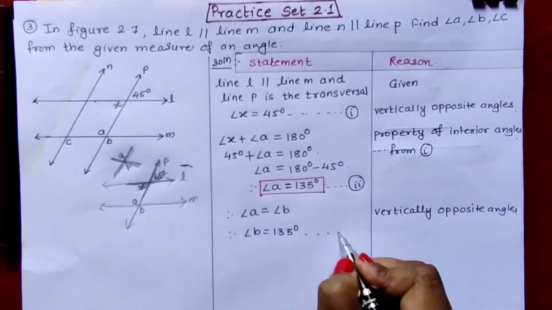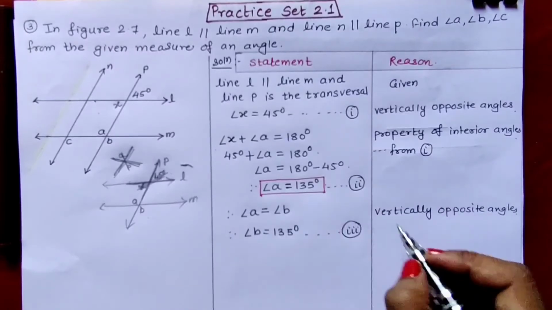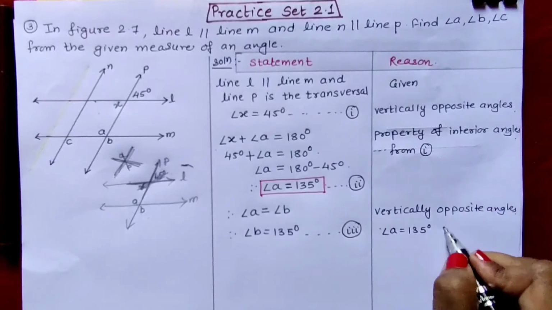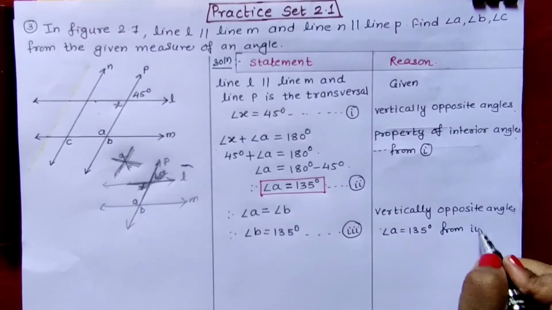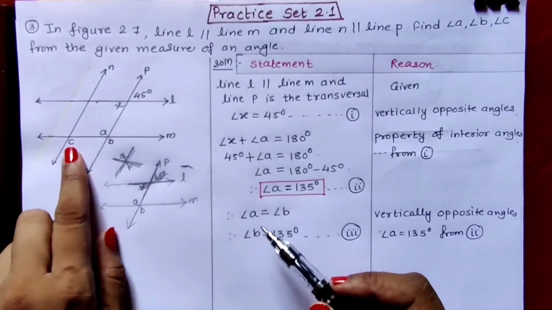So this is third one, and this we have got from 2. A is equal to 135 from 2. So in this way we have got the value of A and B. Now we have to get the value of C.